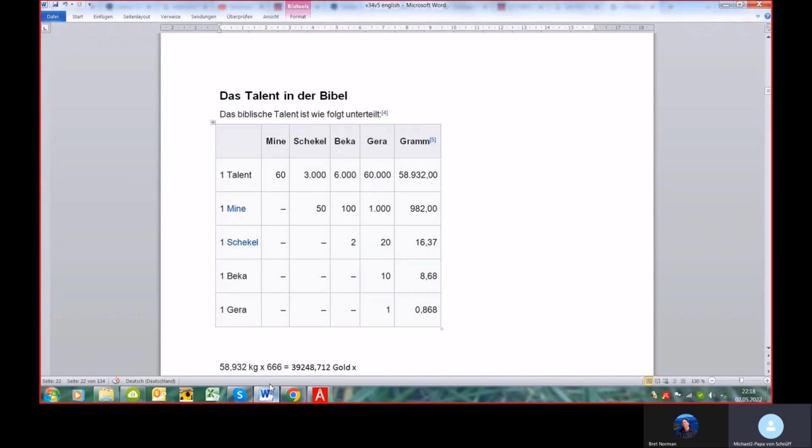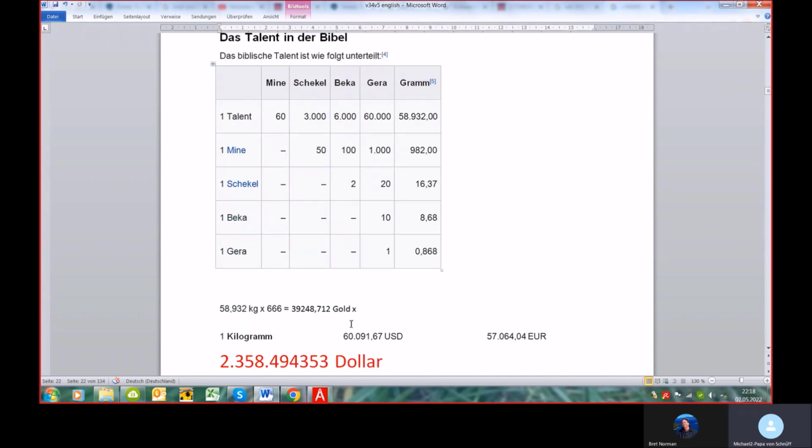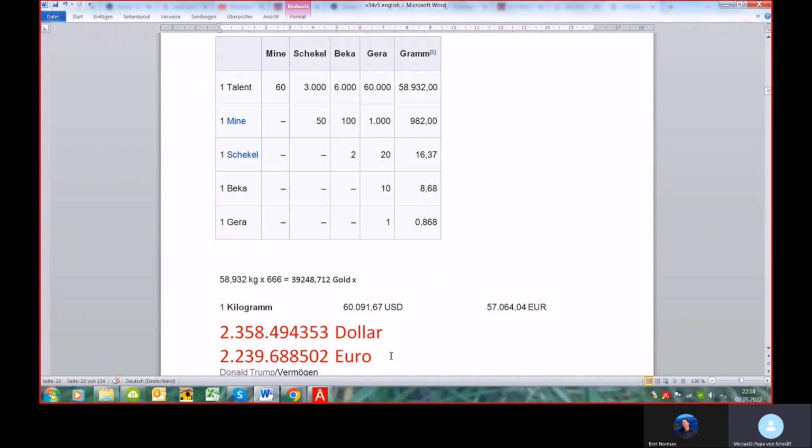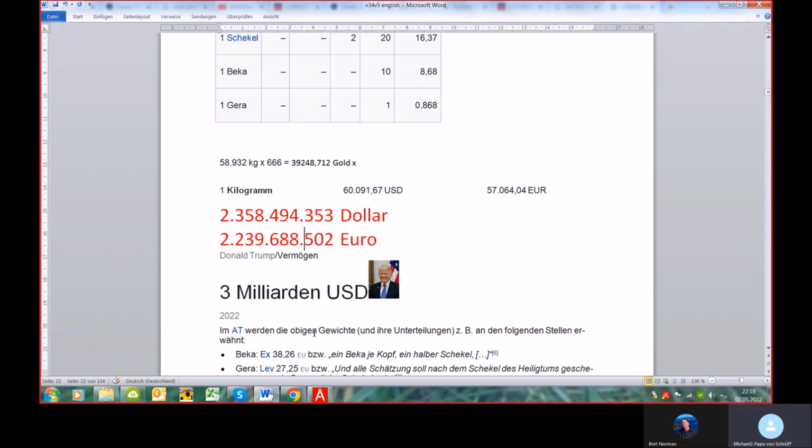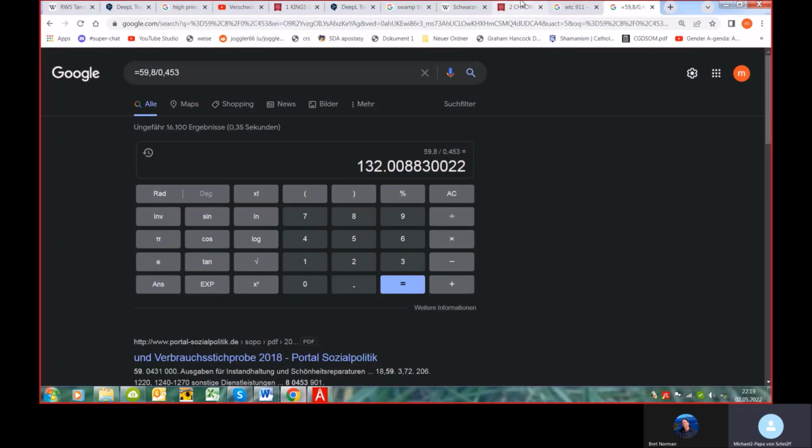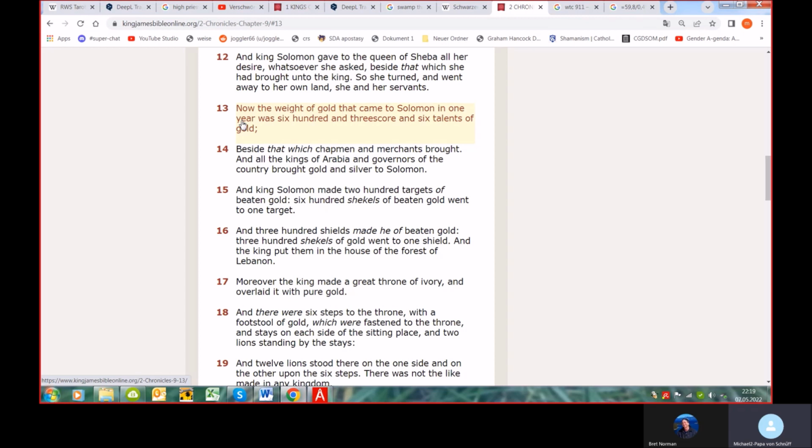And I just calculated that in euros and in dollars according to the actual gold exchange rate from this week. So 666 talents of gold, what King Solomon got, is about $2.3 billion. With a B. And this is equivalent also to the official wealth of Donald Trump, about $3 billion. But just wait, what does the Bible tell you in 2 Chronicles? In one year.